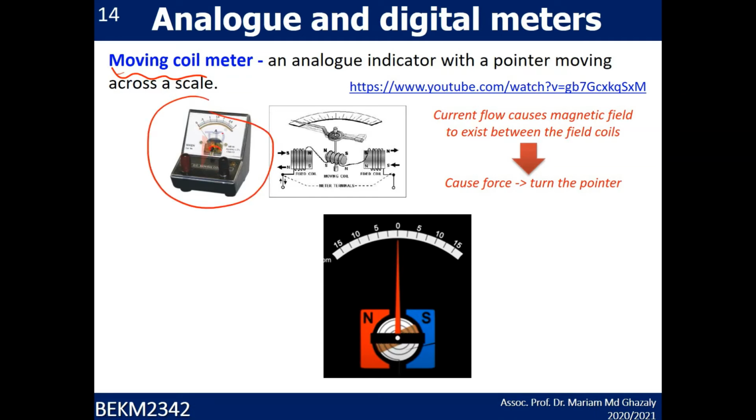You have a pointer at this end, and it moves from 0 until the rating, for example 5 amp. You have the positive and negative polarity here. Normally this is the positive, and this one is for the ground. How does the principle of the moving coil meter work? For example, you have the voltage applied to this circuit, with north and south, meaning you have positive and negative polarity. So you have the current flowing through.